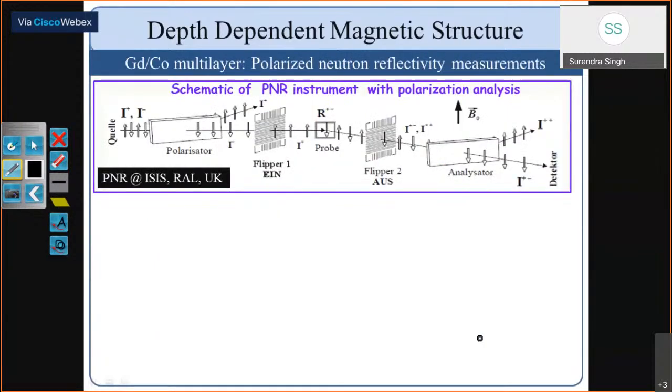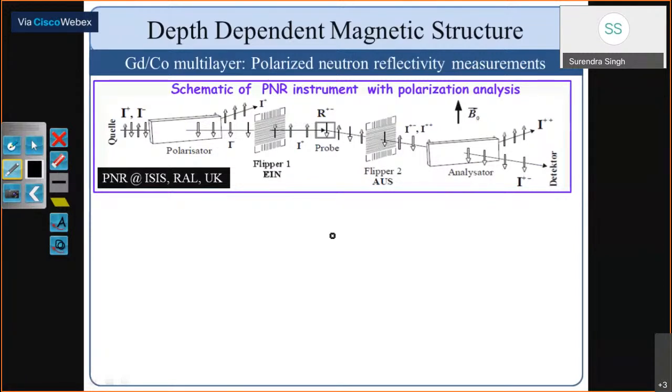These measurements have been done at ISIS Rutherford Appleton Laboratory in the UK, where we have this kind of instrument. I have already explained this. When we need polarization analysis, we need a polarizer, then a flipper, then the sample. Since we want both the spin flip and R plus plus, R minus minus, we need a flipper here as well as here, because we want to analyze the reflected neutron, and then an analyzer over there.